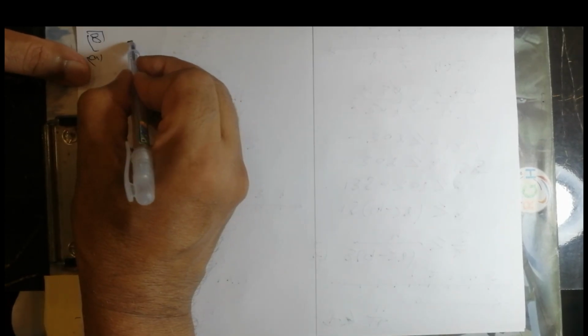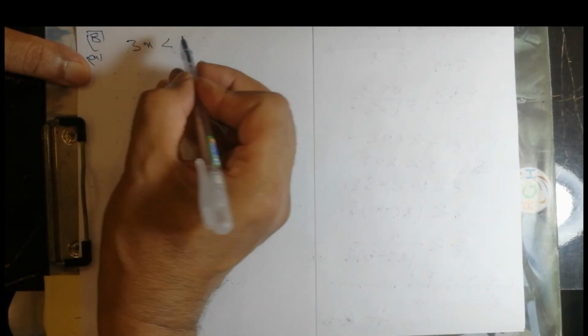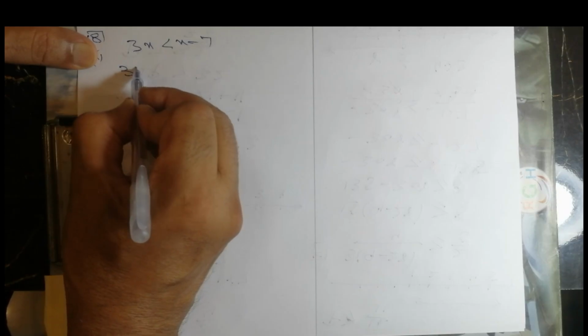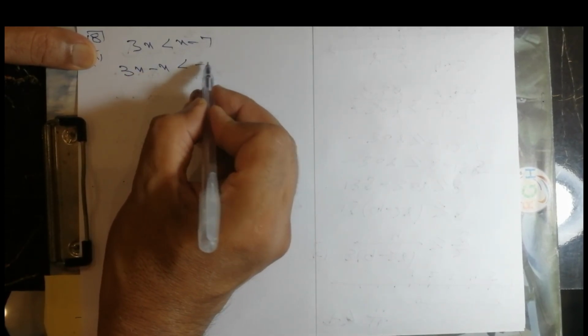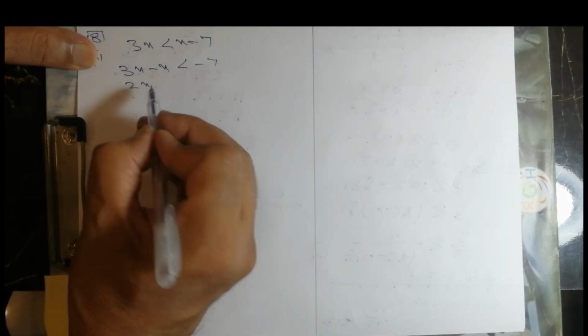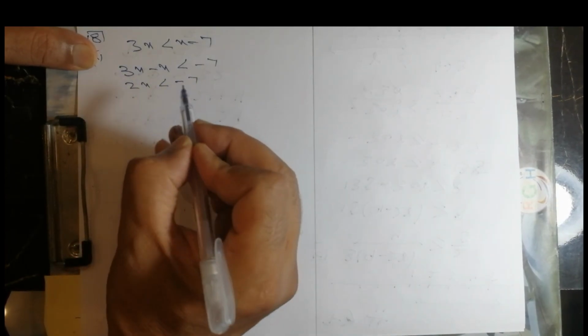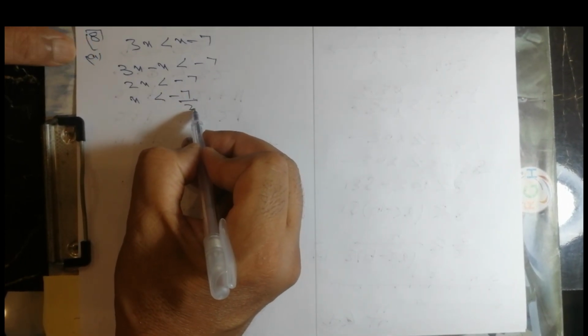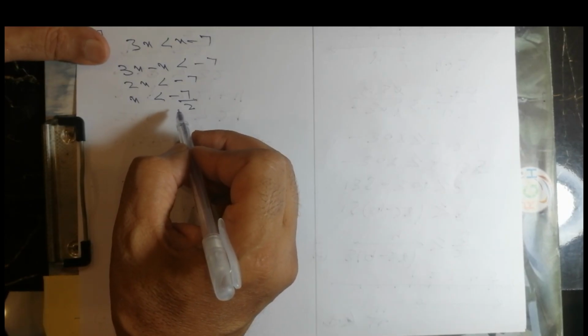So question number 8 is: solve each of the following inequalities. Part A, 3x less than x minus 7, and we need to solve this one. There is no need to draw on the number line because this is not a requirement of the question. Minus x less than minus 7, 2x less than minus 7, x less than minus 7 by 2. So this is the answer for this question.